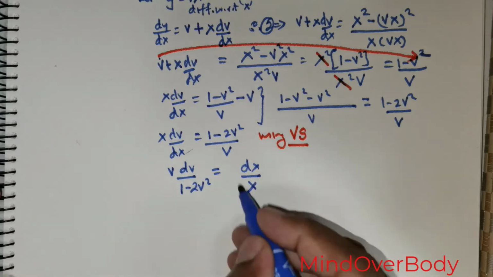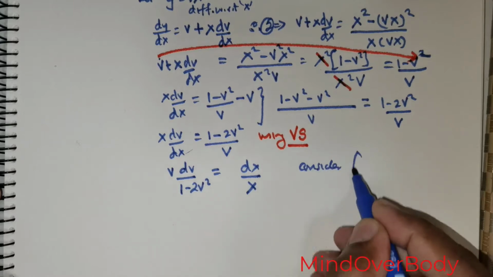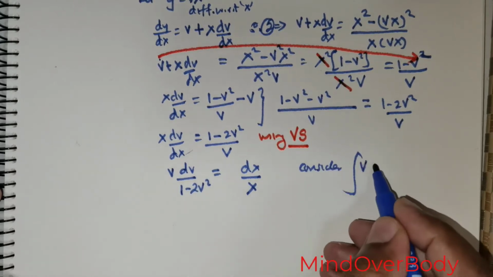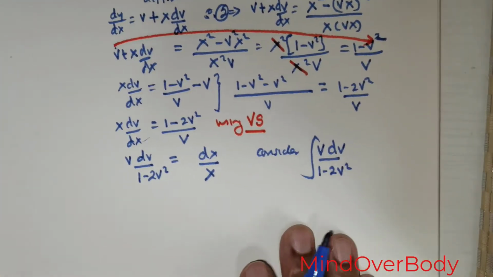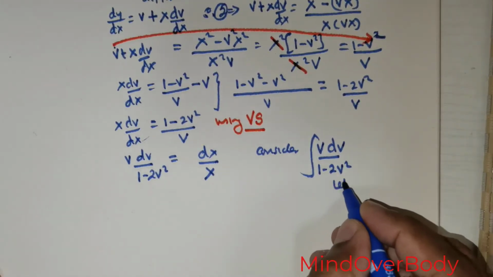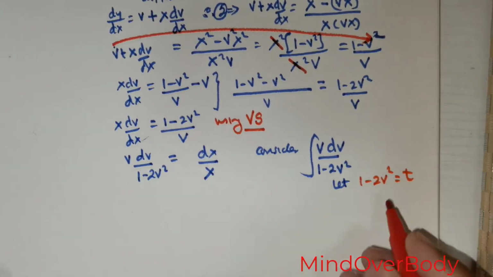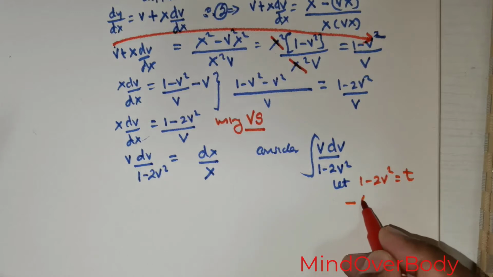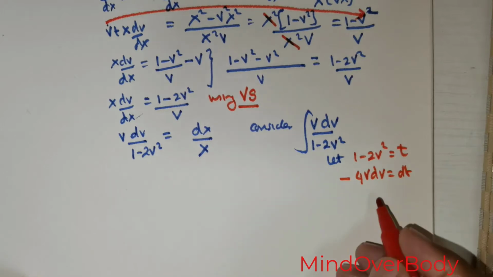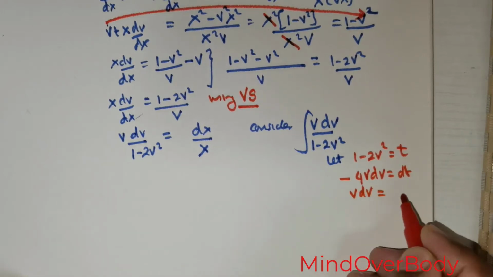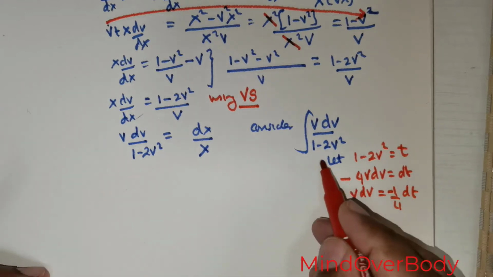So first what I will do, this is easily integrable, right? So first what I will do is I will just consider the integral of v times dv divided by 1 minus 2 times v squared. So what I would do is I would say let 1 minus 2 times v squared be equal to some t. You differentiate this, you get negative 4 times v dv is equal to dt. So from here you can say v dv is equal to 1 over 4 times dt. Of course you have a negative sign.